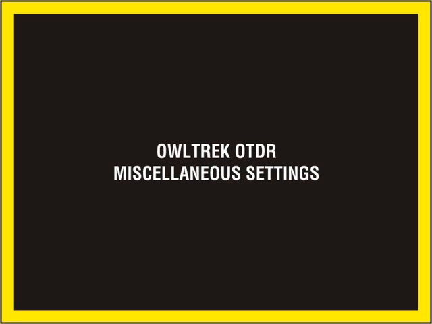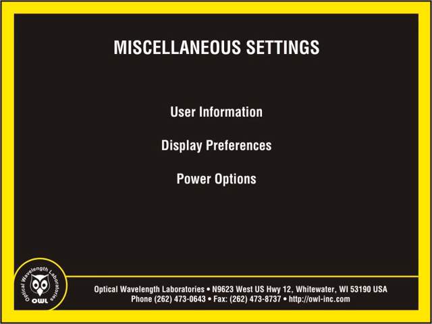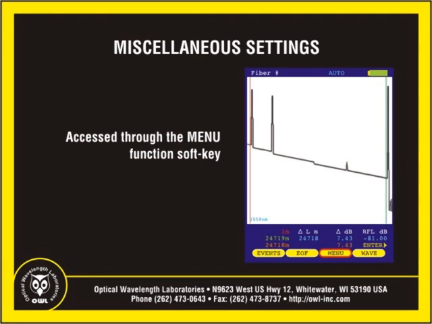This video will cover some of the miscellaneous settings found in the OWLTrek OTDR, including user information, display preferences, and power options. Miscellaneous settings are found in the Setup menu, which can be accessed from the tray screen by pressing the Menu function button. If the menu button is not present, press the Enter key until the menu function appears in the Function Options menu at the bottom of the display.